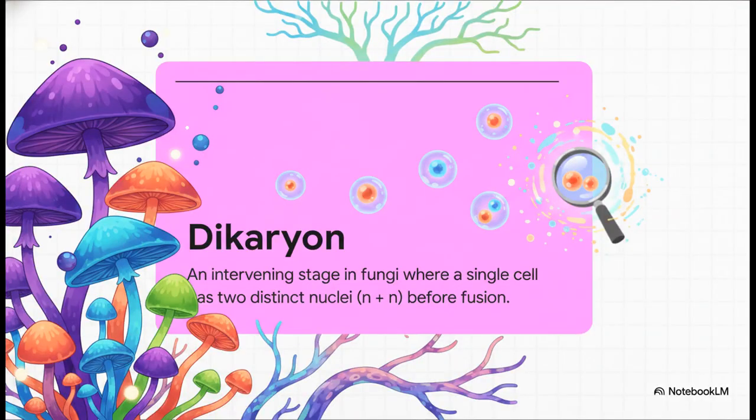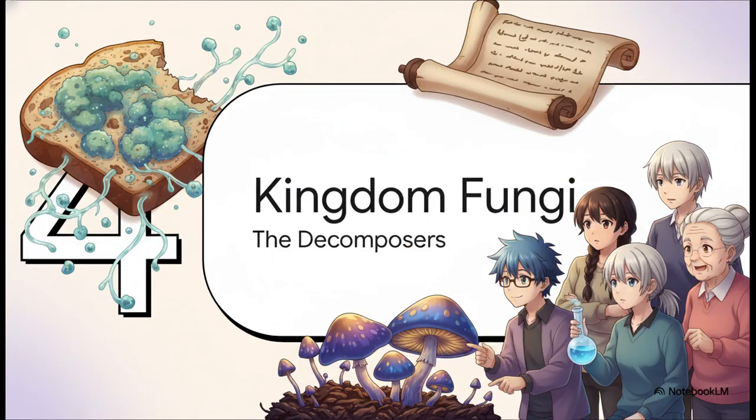All right, before we transition to our next kingdom, you need to grab this specific trick word for your cheat sheet: dikaryon. During the sexual reproduction of certain fungi, there is this unique, temporary phase where a single cell has two completely distinct nuclei just hanging out together, in N+N phase, before they eventually fuse. Remembering this dikaryon phase is a massive shortcut to understanding fungal biology. And that brings us to Section 4, Kingdom Fungi.